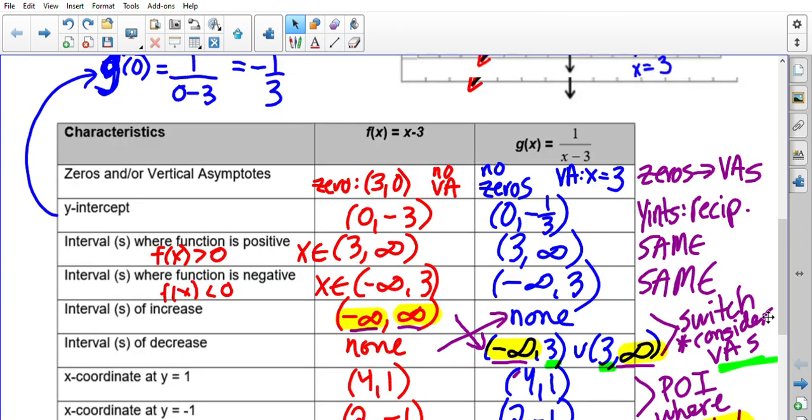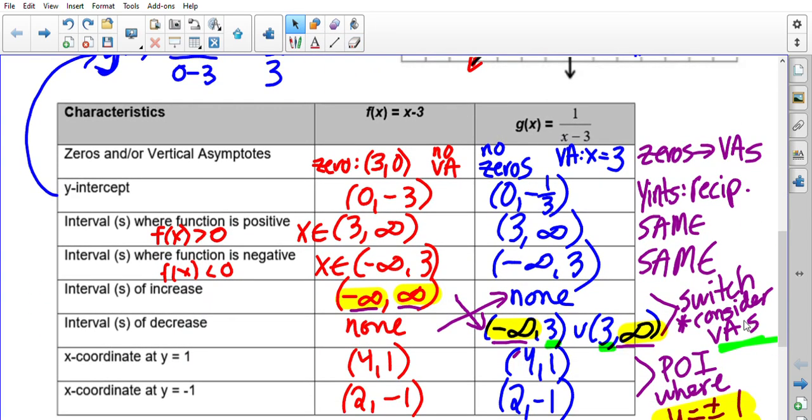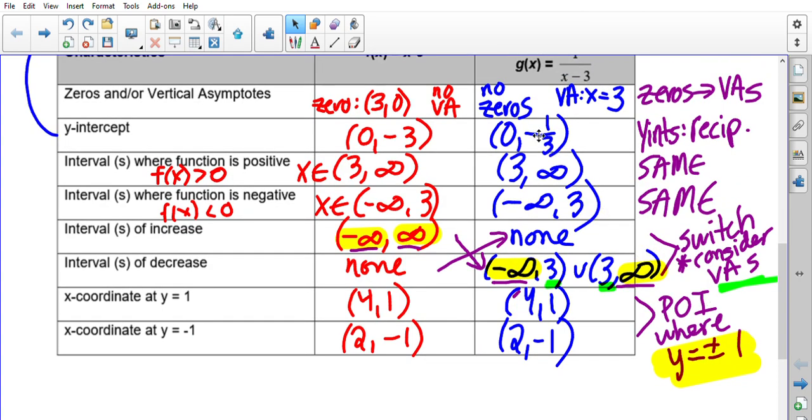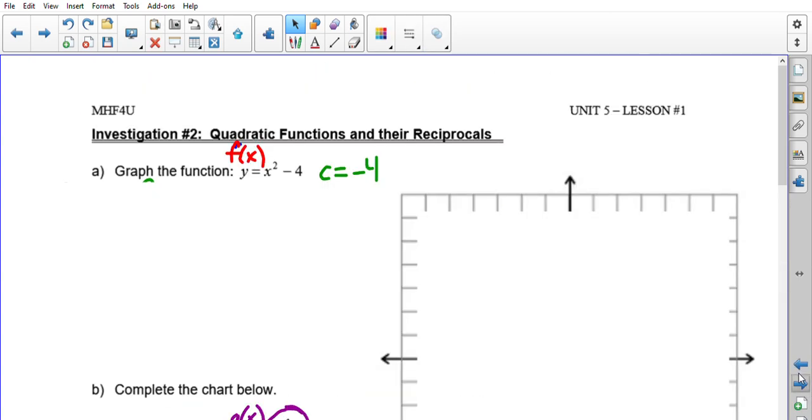Okay, I know this is a lot to take in. This lesson is a lot of information, but we're just going to do one step at a time. So if you're ready, let's move on to the next page.